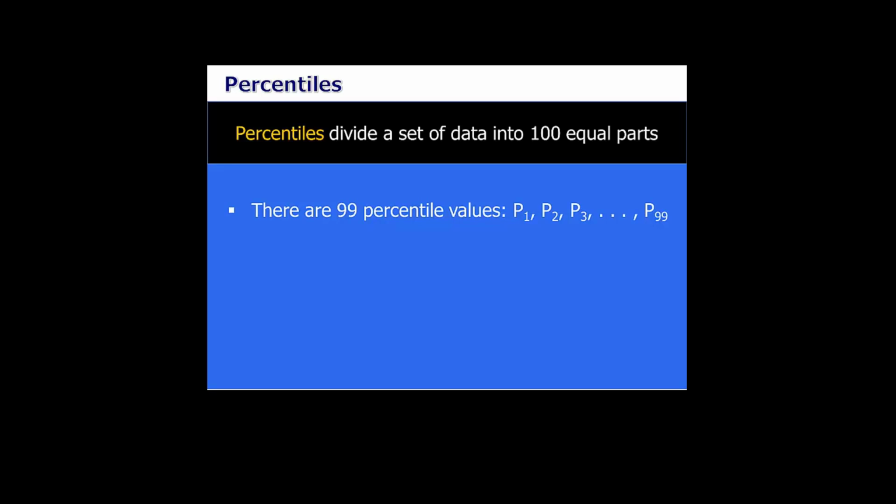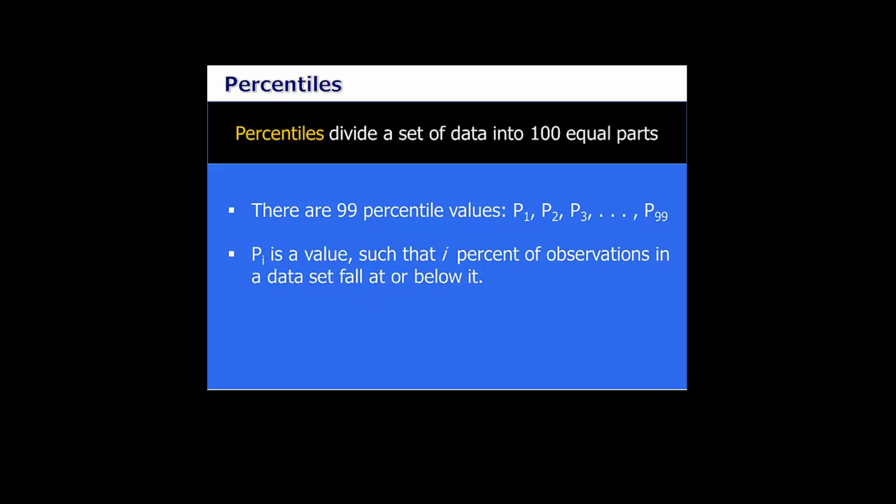Here's how to interpret percentiles. The ith percentile is a value such that i% of the observations in a data set fall at or below it. Thus, the 50th percentile would be the median, since it represents the middle value in the data set. That is, 50% of the values in the data set fall at or below the 50th percentile.